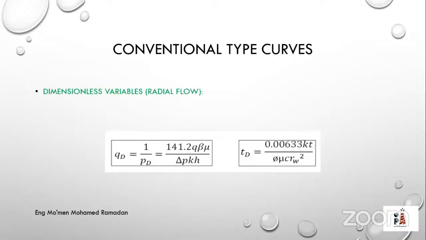So for example, this is an example here in this slide for the dimensionless variables that are used in the case of radial flow on the type curves. As you see, the dimensionless rate equals the rate multiplied by Bμ over ΔP kh in the case of radial flow. And the dimensionless time is a function of time multiplied by k over φ, your porosity, μ, c, compressibility, rw squared. So this is a dimensionless rate and this is a dimensionless time.